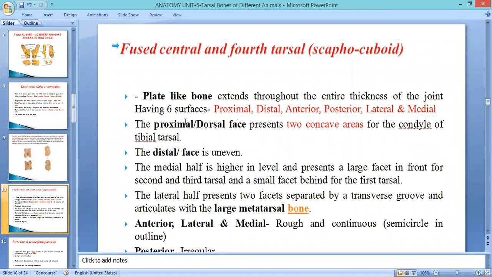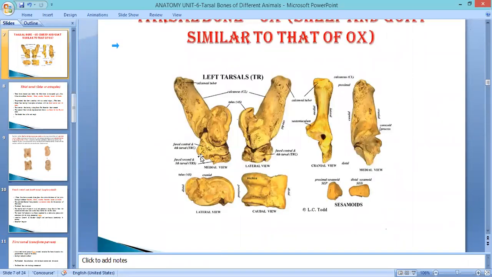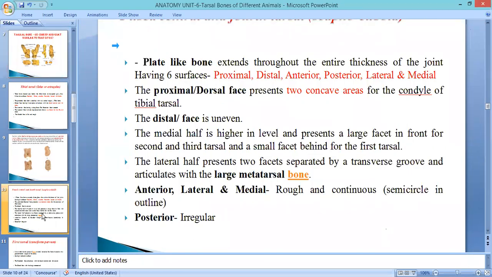So in most of the part, proximally it has two concavities for the condyle of the tibia, and distally it comes in contact with the second plus third. Laterally, in the distal part, it has a transverse groove, which is for the attachment of the large metatarsal bone. Out of six surfaces, three surfaces, anterior, lateral and medial, are in the form of a semicircle. There is no demarcation outline, and they form a continuous line, and the posterior is irregular.